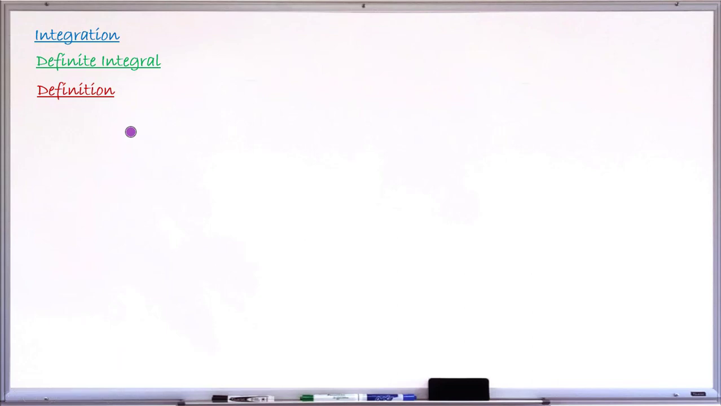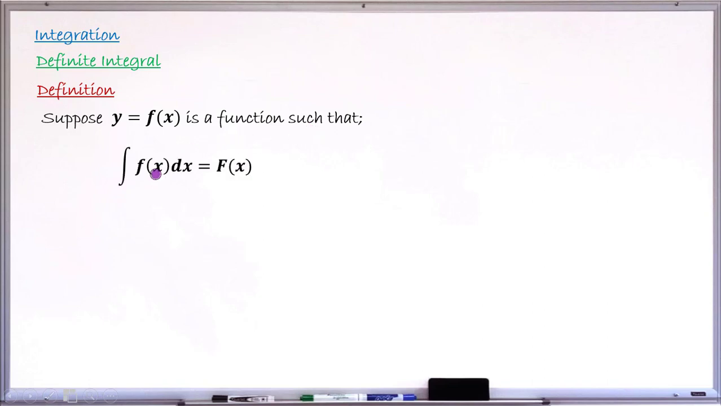To begin the lesson, my dear student, let me explain the concept of definite integral. Suppose you have a general function y equals f of x, and this is a function such that the integral of the function f of x with respect to x is given by capital F of x. So this is the integral, that is the result after integrating this function f of x. It gives you another function denoted by capital F of x.